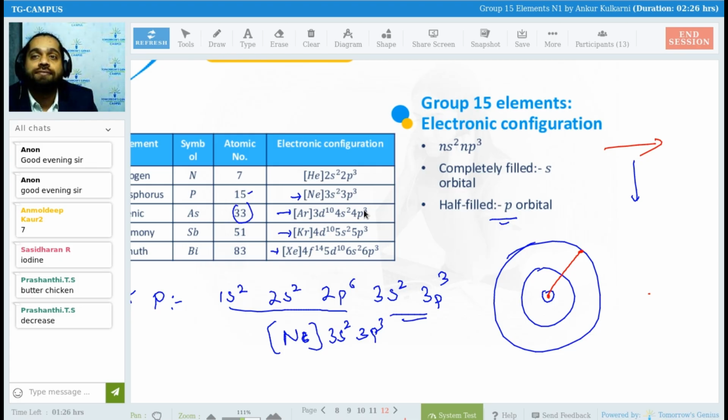Sir, when you are going from left to right, the electrons are added in the same subshell. But when you are going from top to bottom, the electrons are added in different subshells, so the size increases. Okay, fine.